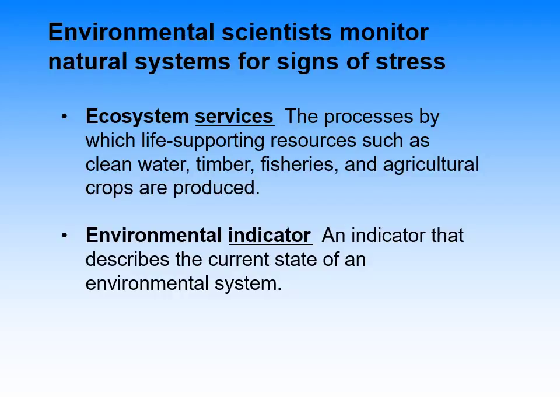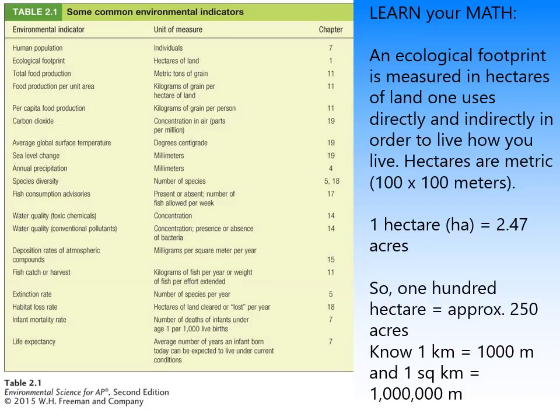Then we talked about the environmental indicators. Remember, an indicator is something that describes the current state of an environmental system. We already talked about that with the frogs. You had a list of environmental indicators in your textbook in Table 2.1. We discussed what these are, what they mean, how we use them as indicators, how we measure them when we use them as indicators, because we have to measure them year to year to year to year in order for us to notice trends. We talked about your footprint, we talked about hectares, acres, the conversions.